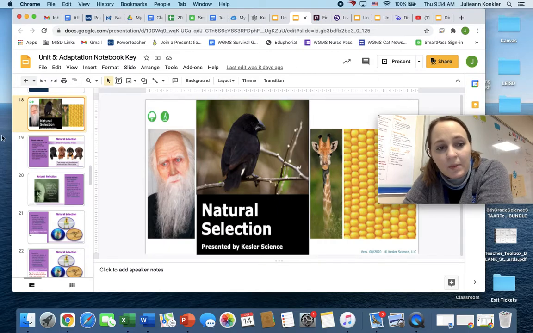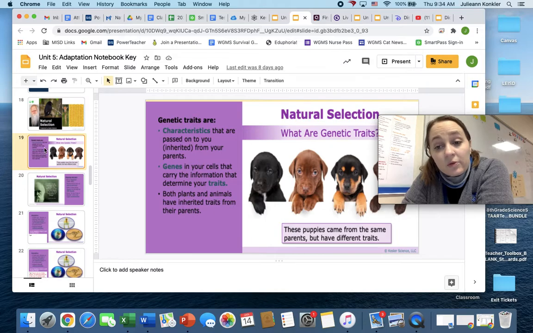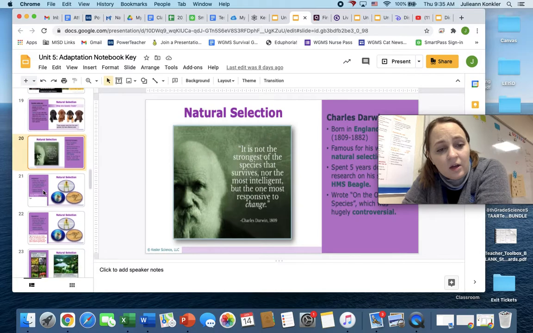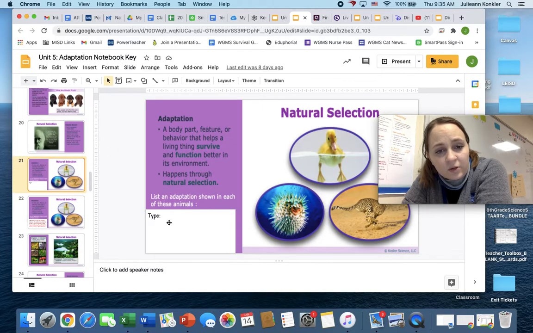Title slide. Mine's a little bit different because I have the key. And we're going over these notes in class. So here's our information about genetic traits, our information about Charles Darwin. He is our main guy for this unit, just FYI. Okay, so here you're typing the different types of adaptations you see from these three animals, and we're discussing it in class. So we have a duck, pufferfish, and a cheetah.